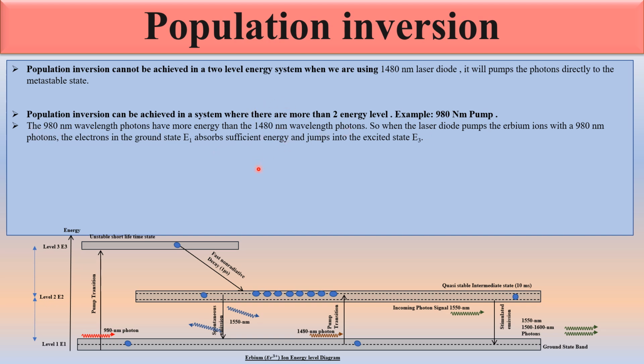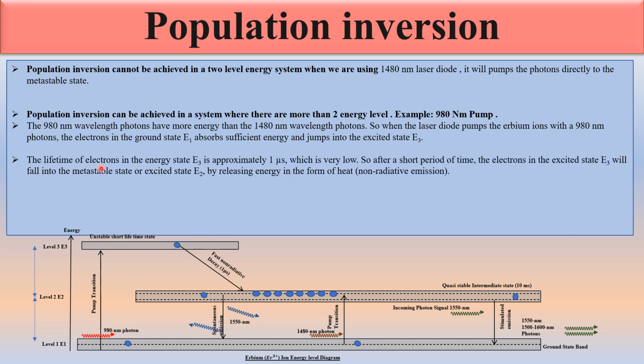That's why when the laser diode pumps the erbium ion with a 980 nanometer photon, the electron in the ground state absorbs sufficient energy and jumps directly into the excited state E3, as you can see. The lifetime of the electron in the higher energy state, the unstable short lifetime state, level 3 or E3, is only 1 microsecond, which is very low. So what happens?